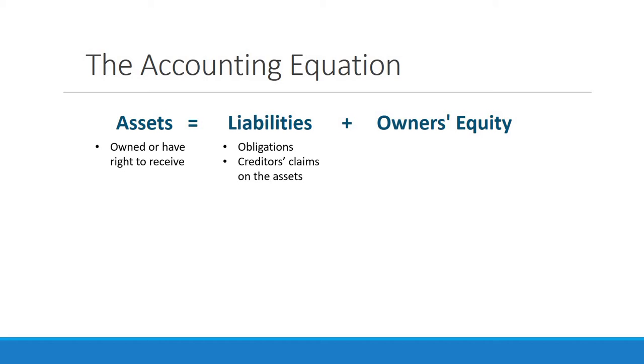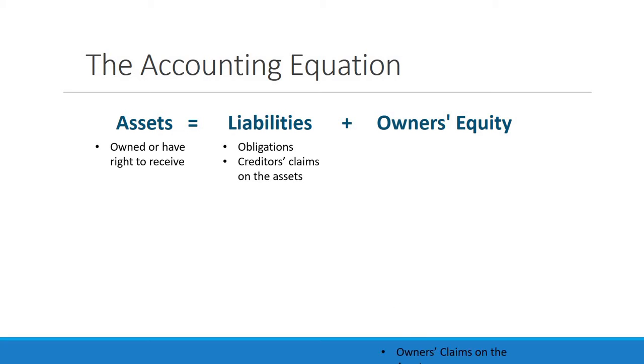The obligations, by the way, might also come in the form of responsibility to perform some service. For example, if a company received payment from a customer in return for the promise to perform a service in the future, at the time that they receive that payment, they're also going to record a liability because they have an obligation to go and perform that service for that customer in the future.